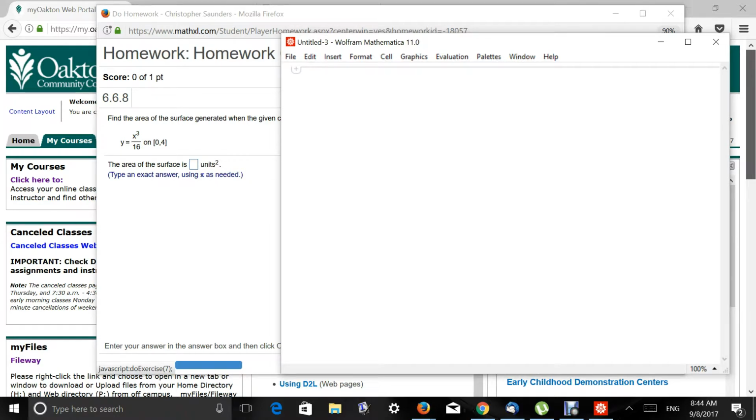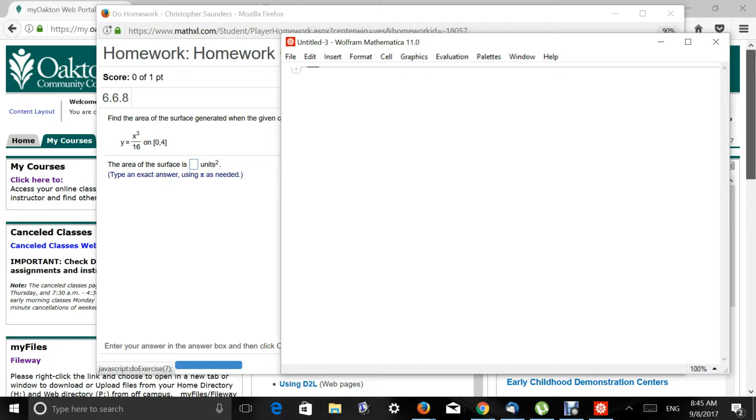Let's remember our formula. The formula for the surface area is the integral from a to b of 2 pi times the function times the square root of 1 plus the derivative of the function squared. So we're still going to have to know the formula, and we're still going to have to take derivatives that are necessary. So for this function, the derivative of this function is 3x squared over 16. And so we don't even have to simplify. We can, but we won't have to. Mathematica will do most of that work for us. We're trying to integrate.